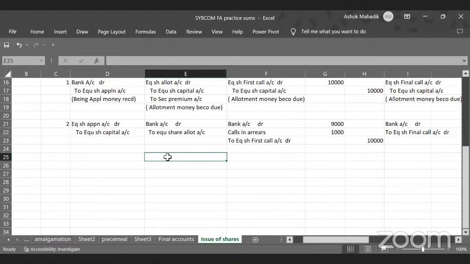Many students said that forfeiture is very difficult. Not at all. I'll tell you. We'll just see it now.